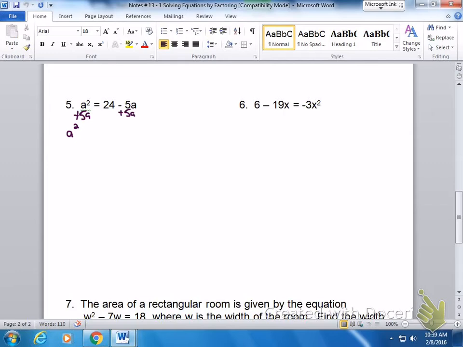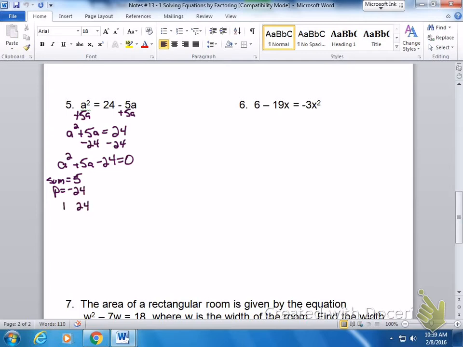Now I have a squared plus 5a equals 24. And now I'm going to subtract 24 from both sides. And I get a squared plus 5a minus 24 equals 0. So, I mean, this is the hardest problem we do today, and that's pretty much the hardest part. Now it equals 0, so let's do sum and product again to find the factors. The sum is positive 5. The product is negative 24.